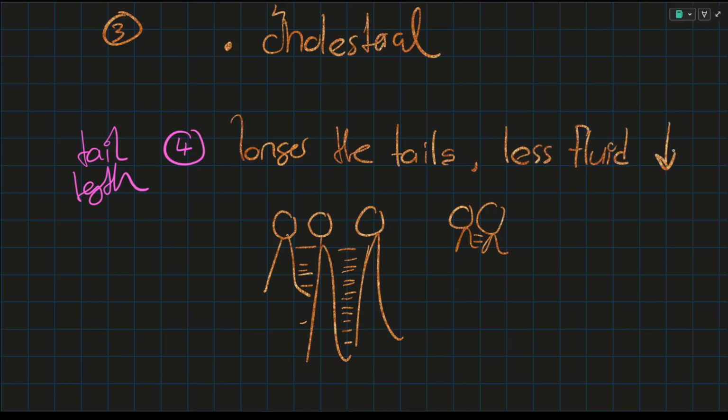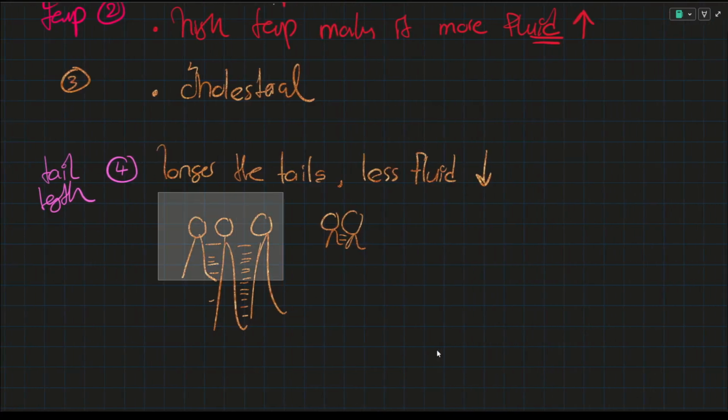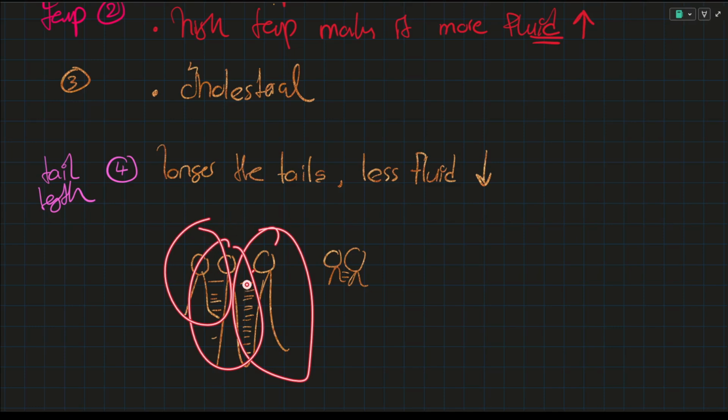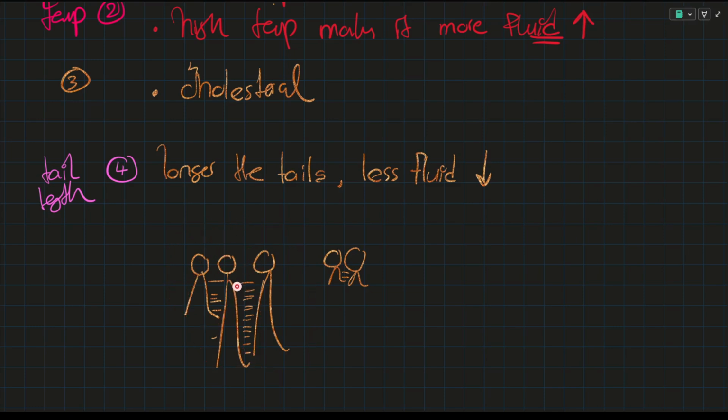Why is it less fluid? Because more interactions between the tails. So each of these phospholipids are going to have a hard time moving around. That is the case. Let's write the opposite scenario of this. Shorter the tails, more fluid. So up arrow, more fluid.